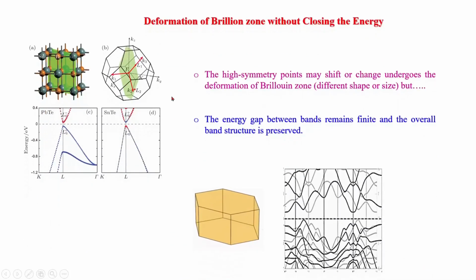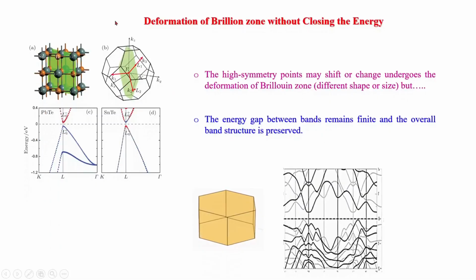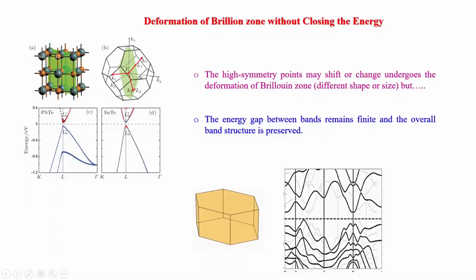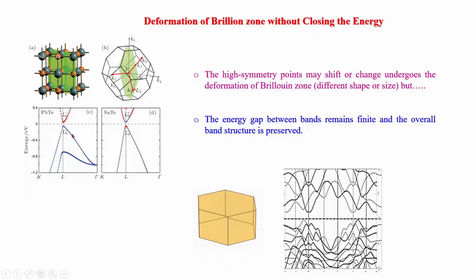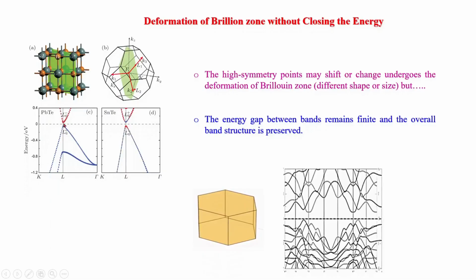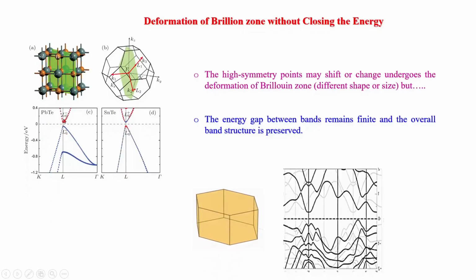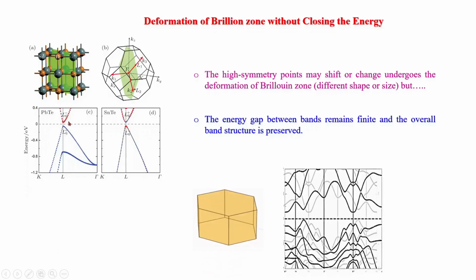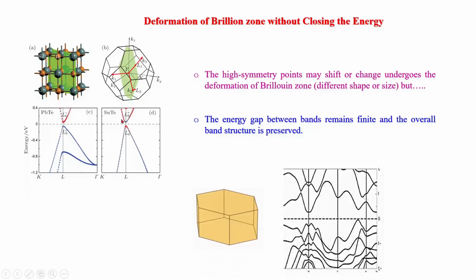So this is the case of the deformation of the Brillouin zone. PbTe, lead telluride, is basically not a topological insulator. So here are the properties like that. There is no band inversion here, valence band to conduction band. There is no interchange between each other. But here SnTe, which is a topological material, shows the inversion.